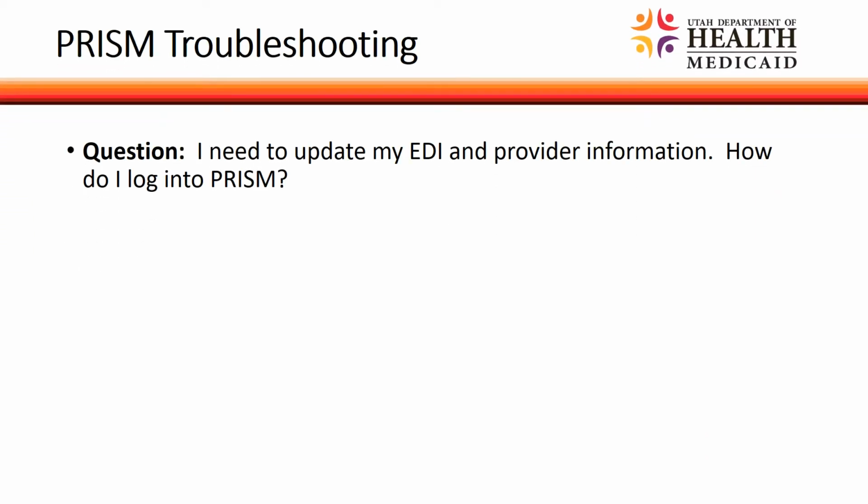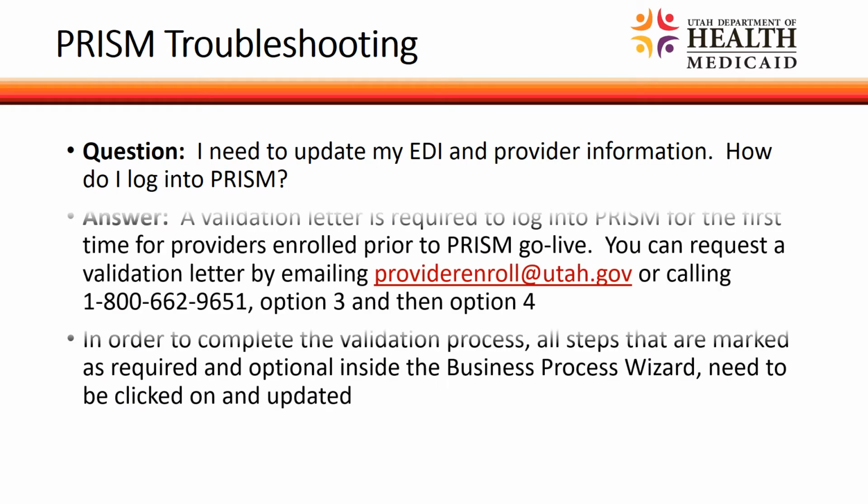Frequent questions when PRISM troubleshooting. I need to update my EDI and provider information. How do I log into PRISM? And the answer? A validation letter is required to log into PRISM for the first time for providers enrolled prior to PRISM Go Live. You can request a validation letter by emailing providerenroll@utah.gov or by calling our Medicaid hotline at 1-800-662-9651 and pressing options 3 and then option 4.